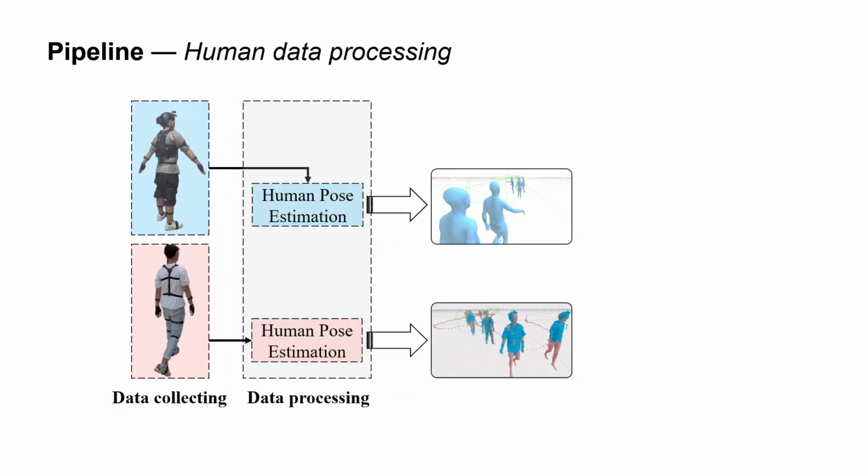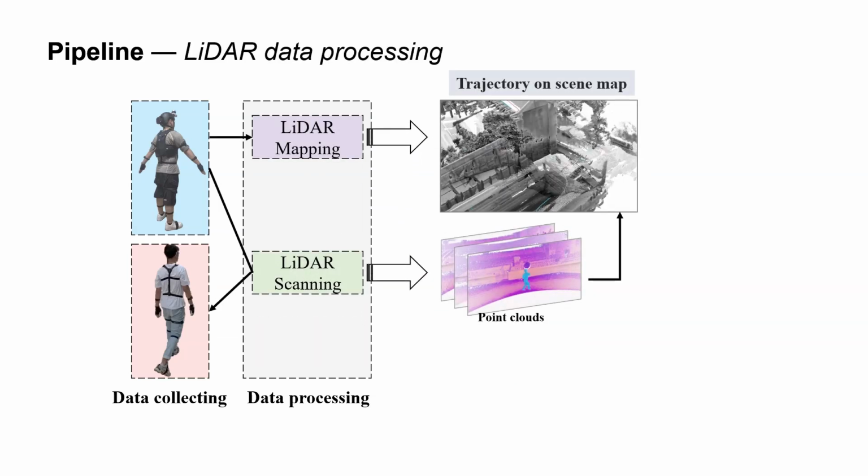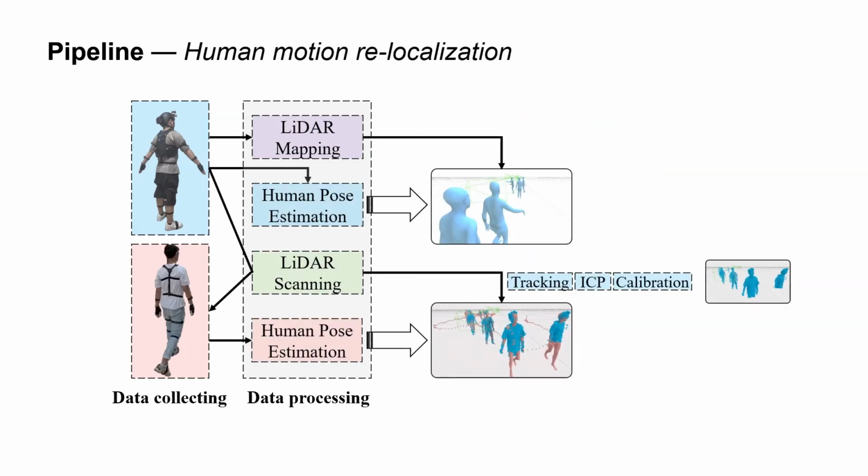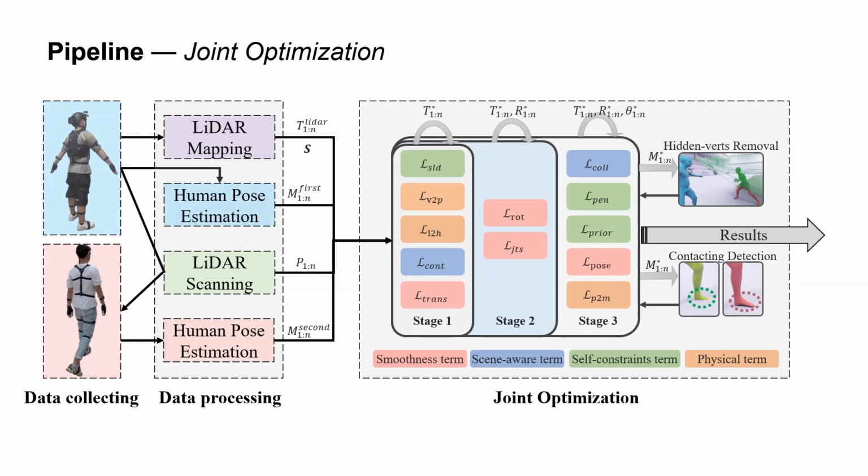After data collection, the pre-processing is to acquire the initialized human motions and LiDAR data for optimization. Finally, we relocalize the human motions using LiDAR localization and segmented human point clouds. To address the challenge of optimizing two-sequence human motion in a large scene, we utilize the human point clouds, combined with the scene mesh, as well as the physical cues.